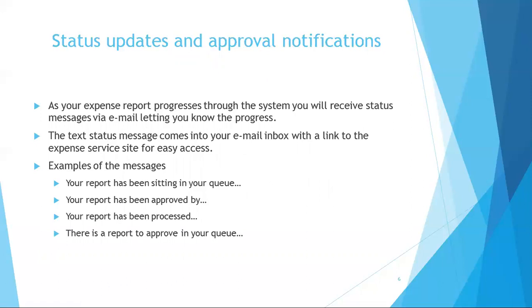So in Concur, it also gives you these status update reports and approval. Anytime there's a change in your expense report status, it sends you an email. Some of the examples might be the report has been approved by your manager, the report has been processed by accounting, or if you're a manager, you might receive an email saying that there is a report to be approved in your queue, or if you're an employee and you're waiting for your report to be approved, it will send you an email as well.